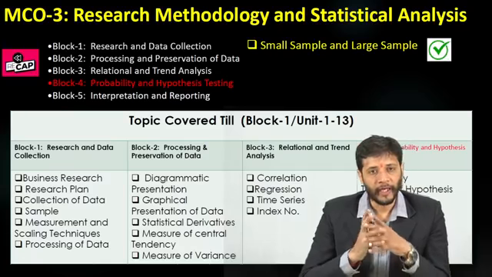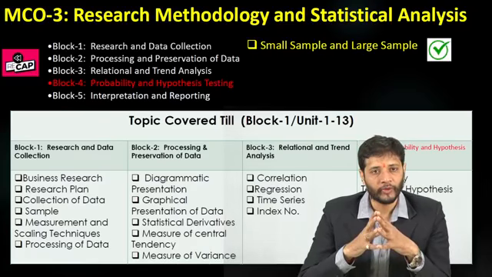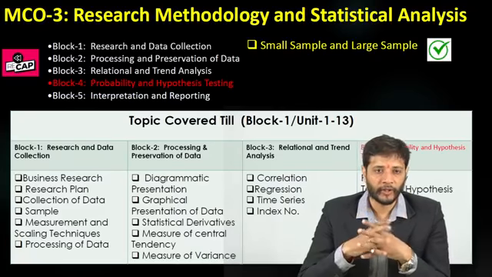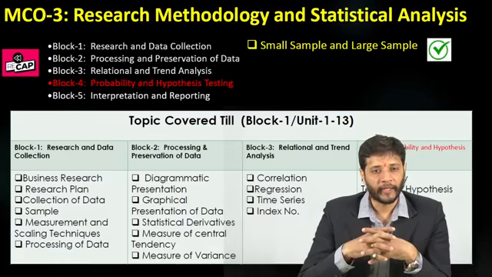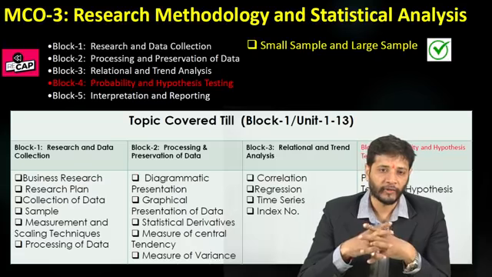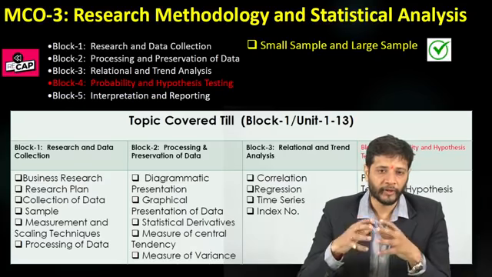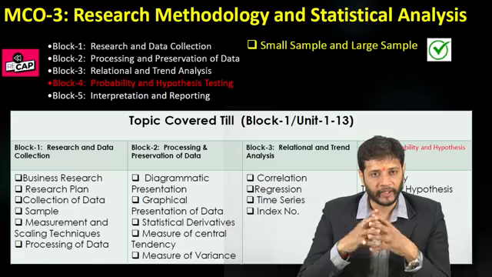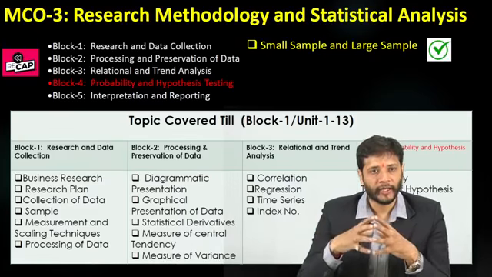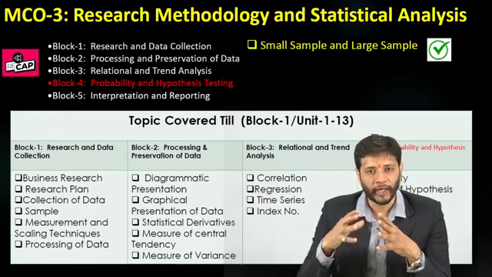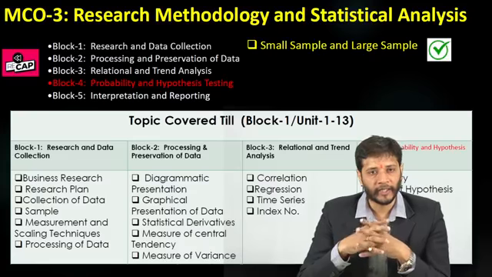As far as block 2 is concerned, it focuses on processing and preservation of data. After the curtain raiser to research and data collection, we move one step ahead to the diagrammatic and graphical presentation of data, statistical derivatives, measures of central tendency, either the mean, median, and mode, and then measures of variance, which we have already covered in our preceding sessions. Then, after processing and preservation of data, we moved to relational and trend analysis, which talks about correlation, regression, time series, and index number.